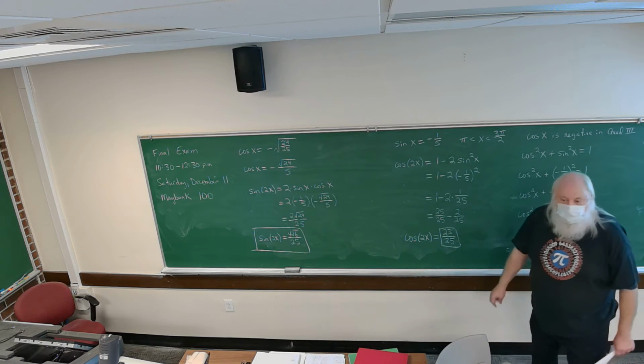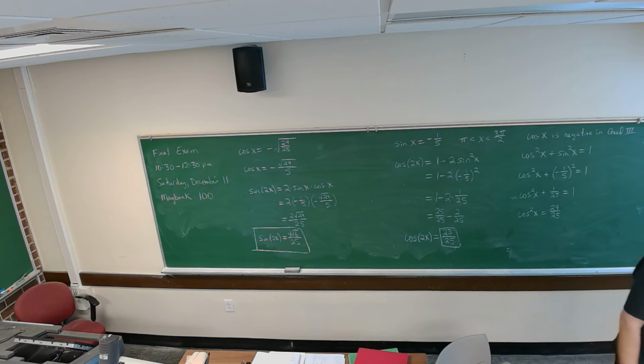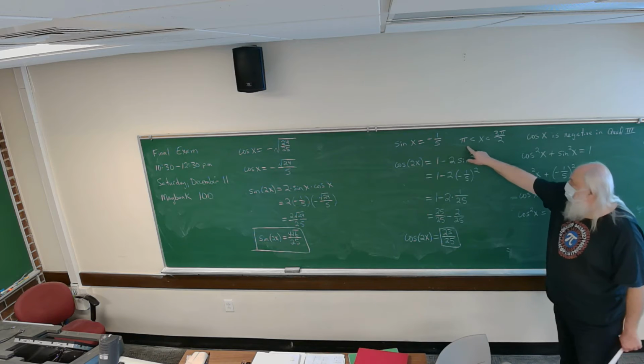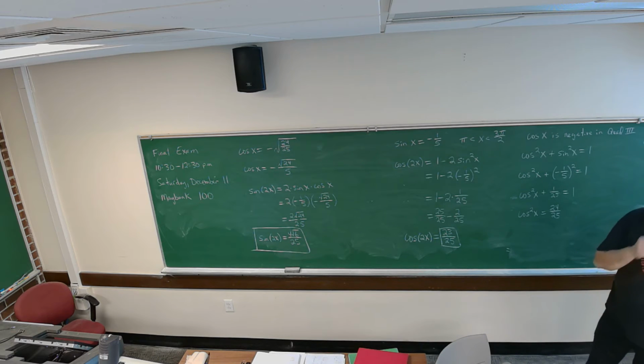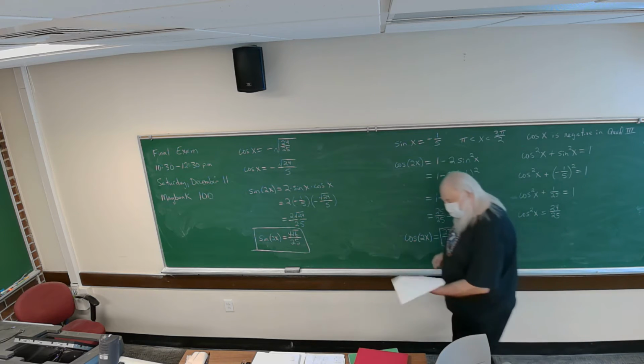So any questions on that? Yes, ma'am. You put the negative in front of the cosine because it's negative in the third quadrant, right? Yep. Cosine's negative in the third quadrant, and angle x is in the third quadrant. That's between pi and 3/2 radians. Okay. All right.